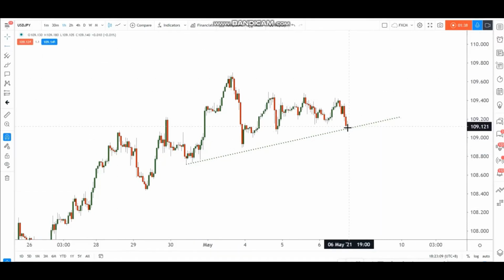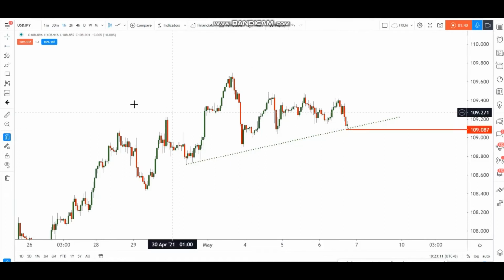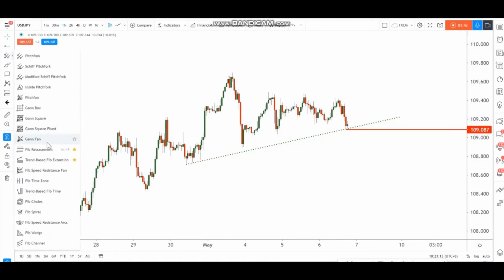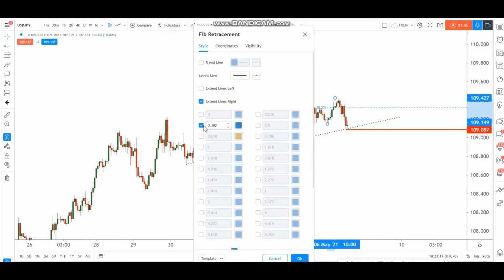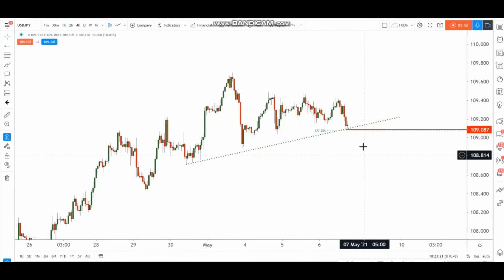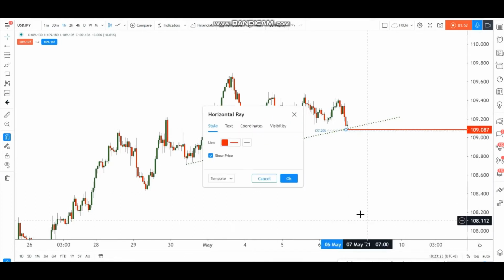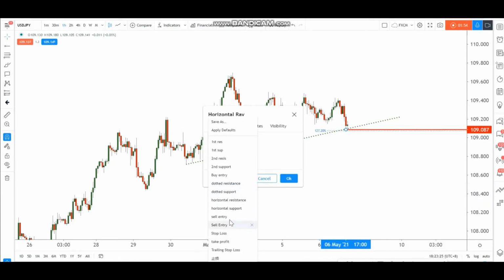So for dollar yen, I can put it at this swing low support right here. And if I take a Fibonacci retracement, 1, 2 point, and if I open up the 127.2% level, you can see that the 127.2% level is directly at our buy entry here. So let me just take this as our buy entry.